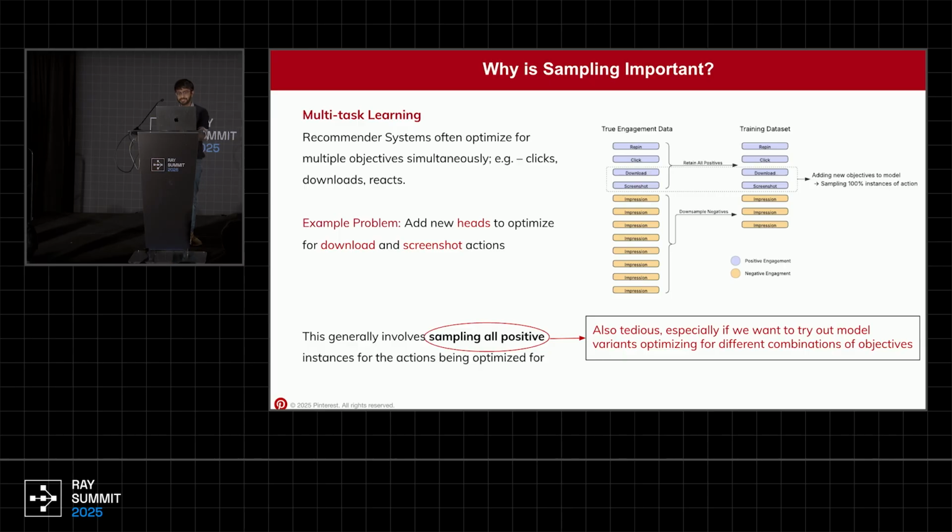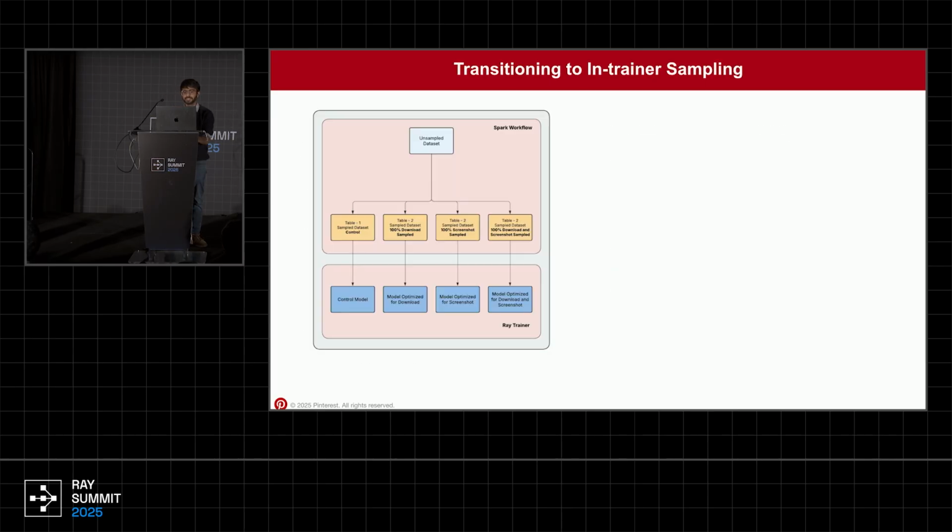So just in this case, what this means is that we wanted to train 4 models, like the blue boxes down here. One is the control model. One is a model where we just add the download head, one just for the screenshot head, and one for both the download and screenshot heads. Now, the issue here is that each of these models needs its own dataset. One, the control dataset, one with all the download examples included, one with all screenshot examples included, and one with examples from both those actions included.